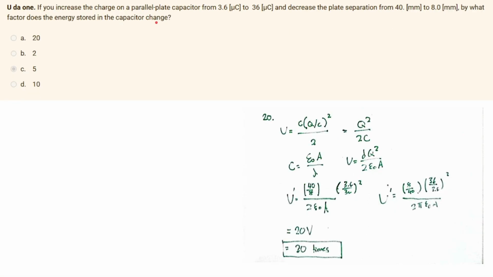Okay, for the next question, if you increase the charge of a parallel plate capacitor from 3.6 to 36 and decrease the plate separation from 40 to 8, by what factor does the energy stored in the capacitor change? So the potential energy is given by this equation. It's capacitance times (Q over C) squared over 2. Simplifying it, we get Q squared over 2C.